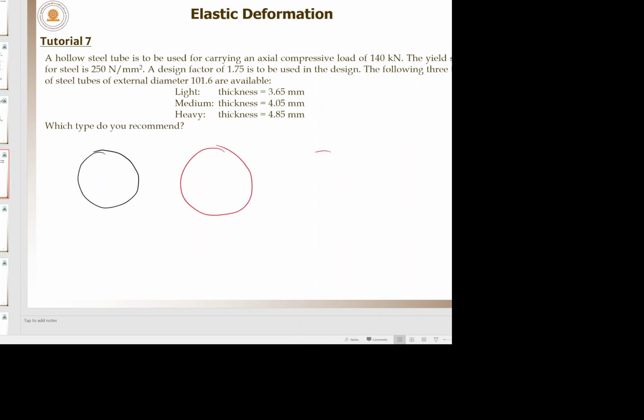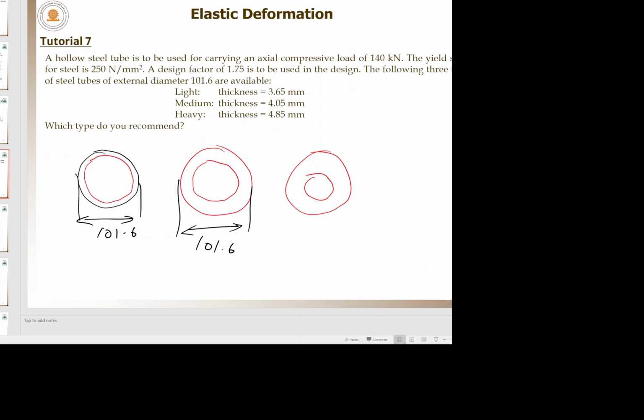This is another one, and this is another one. So one tube is very thin, the other tube is a little bit thick, and the third tube is really thick. This is what he says. So the outside diameter is how much? The outside diameter is 101.6 in all the cases. This is also 101.6, and this is also 101.6.